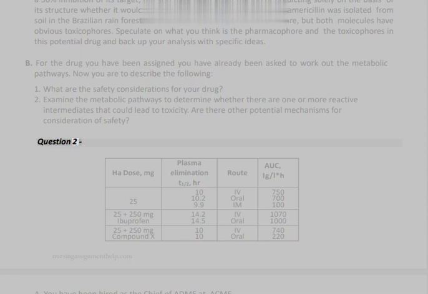Question 2. HA dose, mg; plasma elimination T1/2, hr; AUC, µg/L*h. 25, 10, 4, 750; 10.2, oral, 709.9; IM 125 plus 250 milligrams, 14.24, 1070; ibuprofen 14.5, oral 1025 plus 250 milligrams, 10, 4, 740; compound X 10, oral 220.